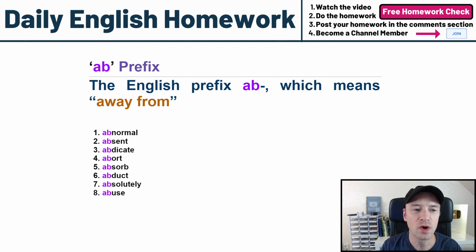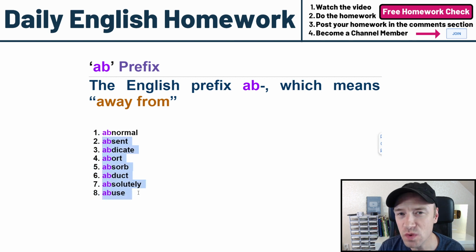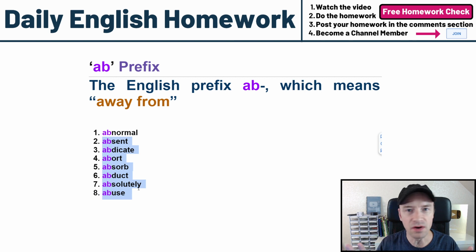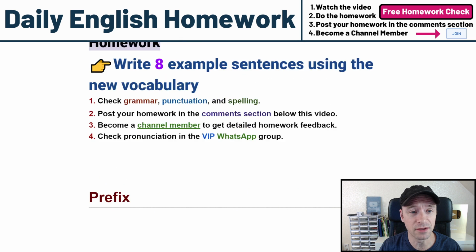In this video, we are going to talk about the AB prefix, and we're going to look at 8 words that use the AB prefix. And I'm going to teach you all the words, don't worry, and that's what we're going to do with this video. I think it's a very educational video, so please watch until the end and do the homework. Let's take a look at the homework.